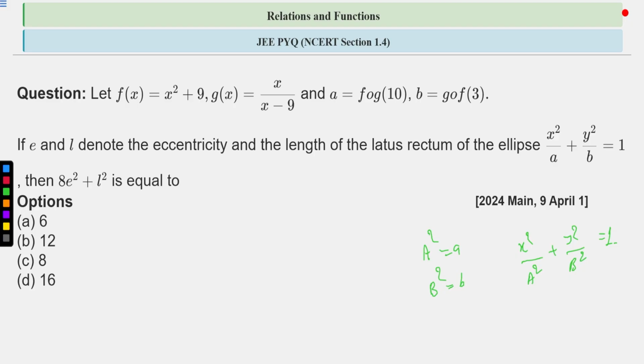Many students are saying option B is correct. See, if this is the standard ellipse, what is its latus rectum? The length of the latus rectum is 2B² upon A². You also apply the formula of eccentricity. First, you need to find f of g(x) and g of f(x). Many students are saying option B is correct, many are saying option C is correct. So let us see.